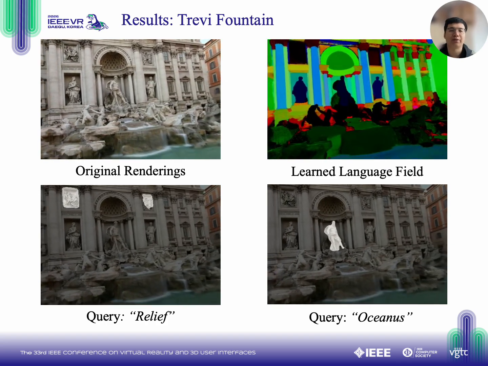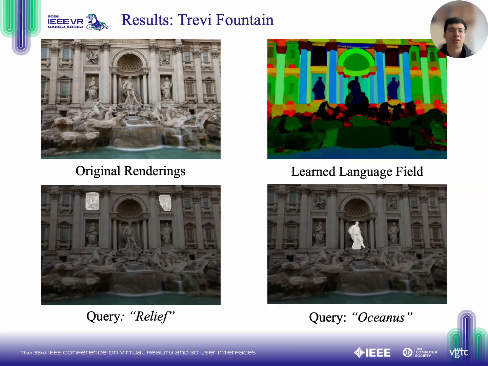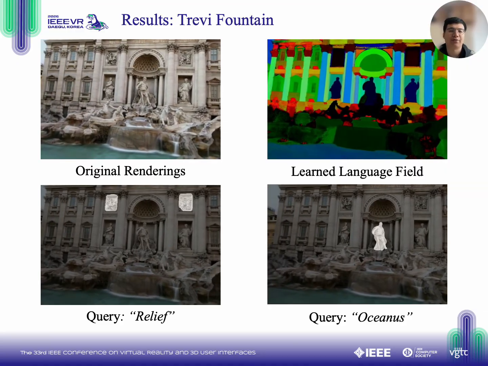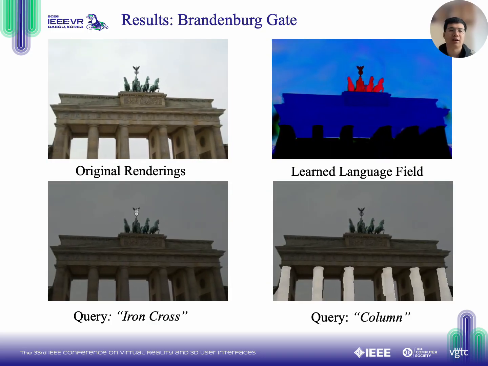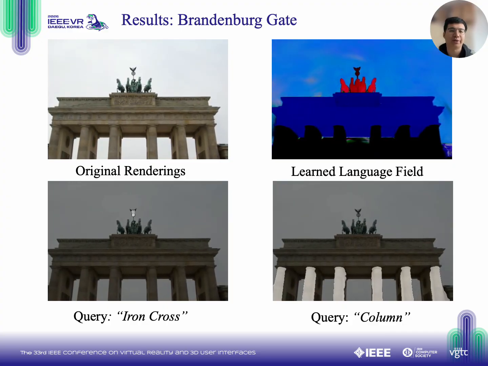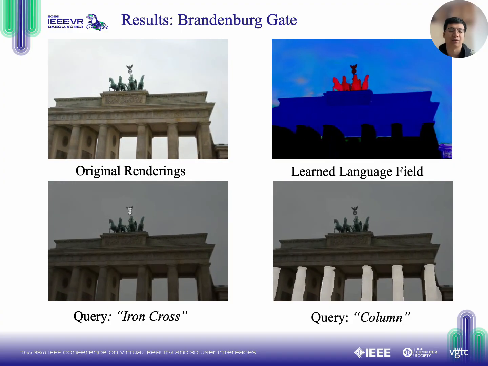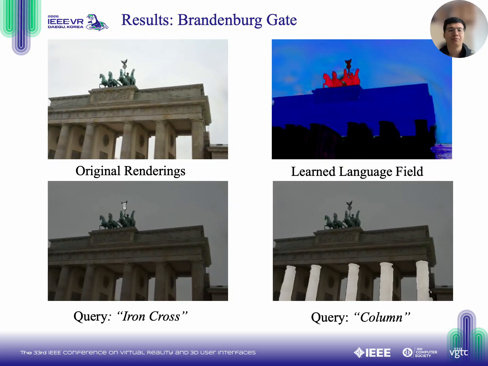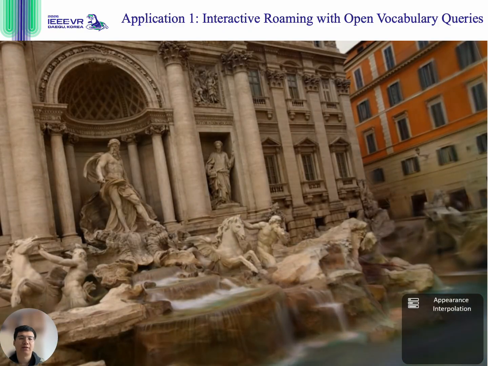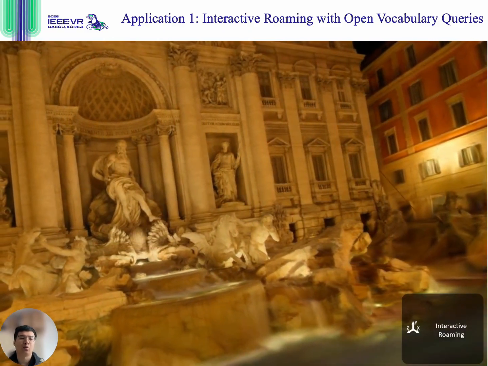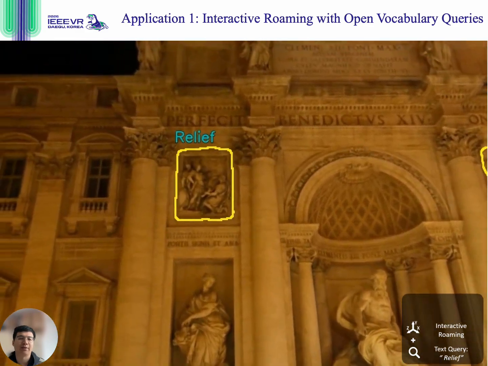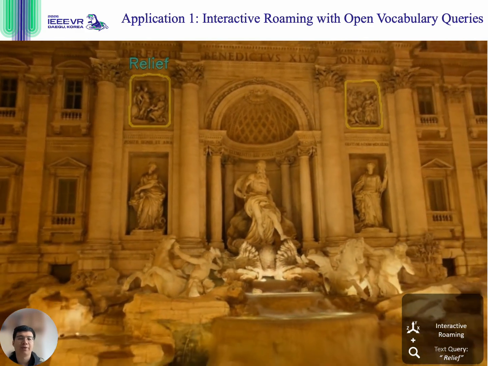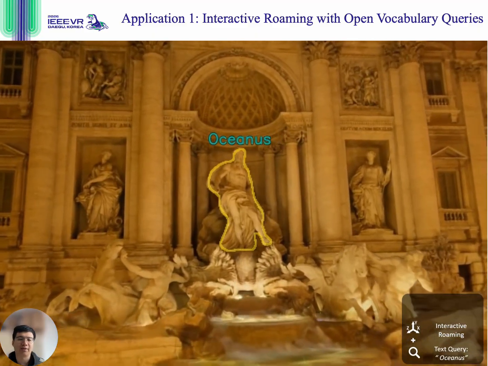This is the video result of the Trevi Fountain. We showcase the original renderings, the learned language field, and the open vocabulary queries such as relief and Oceanus. And this is the video result of the Brandenburg Gate. We show the query results of the iron cross and the column. We demonstrate that our method can seamlessly integrate with in-the-wild reconstruction approaches, enabling interactive roaming and open vocabulary queries, which provides users with a more immersive experience.